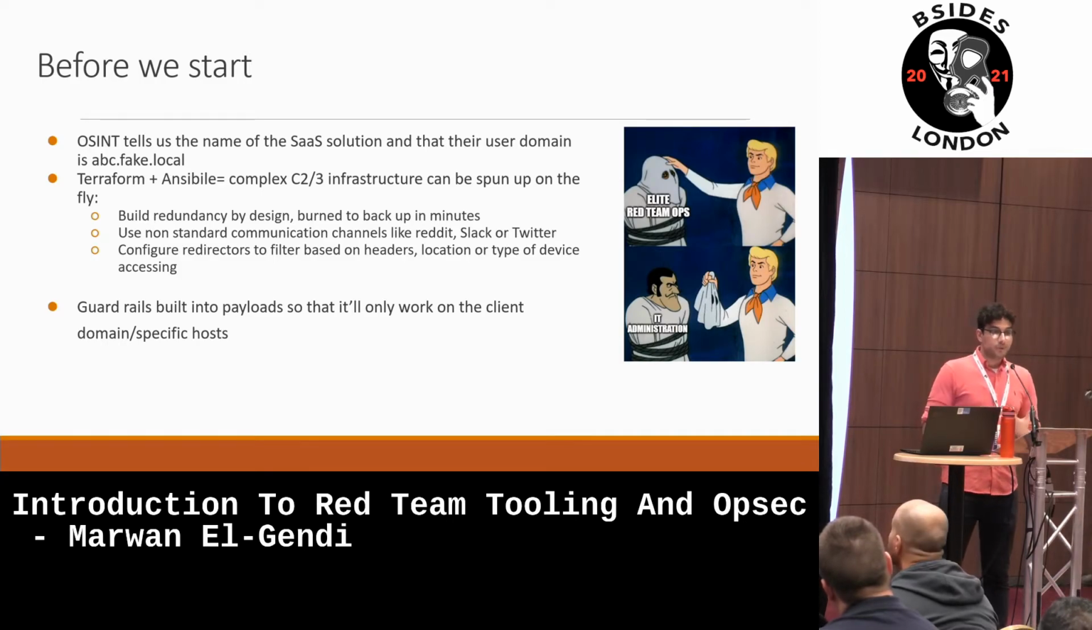I find the more guardrails you build into stuff, and the more niche it is, the better the returns. For those who don't know, guardrails essentially mean that before anything will run, it checks its local environment. And if it doesn't meet certain requirements, it just won't run. So something like the internal domain name or the machine name, if you want to be really careful, that kind of thing.